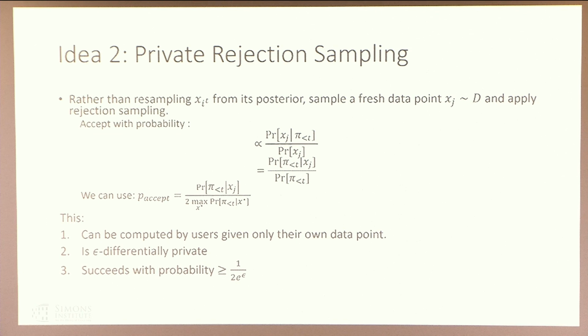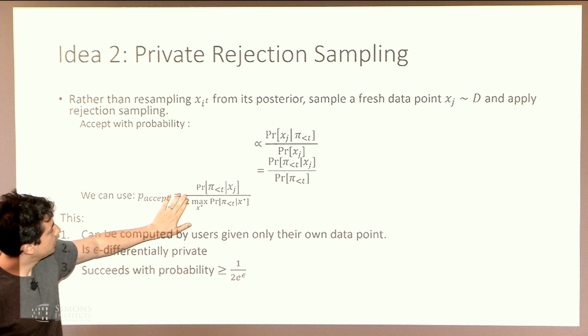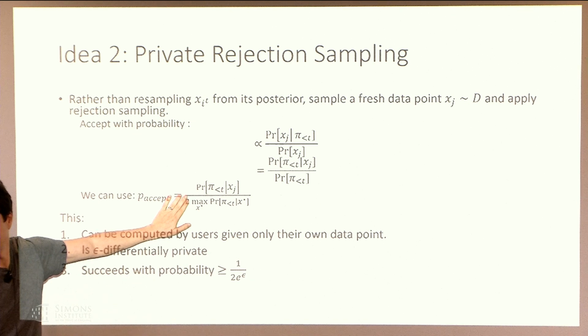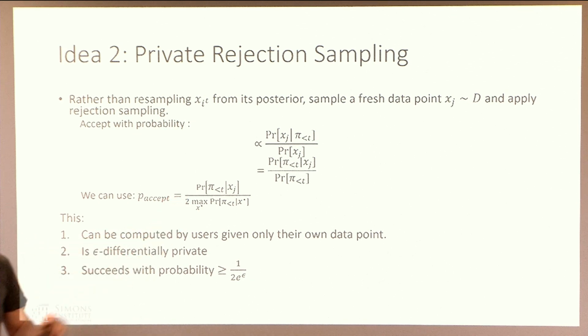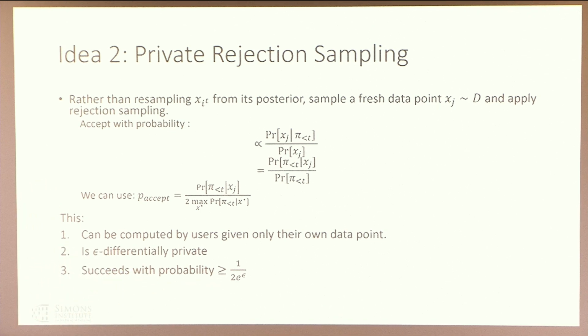What's the 2 doing? The 2 is important for differential privacy. This number is going to be bounded, between 1 and e to the minus epsilon. It would be bad if it were 1. And it usually succeeds, or it succeeds with constant probability if epsilon is a constant. The success probability is 1 over 2 times e to the epsilon.